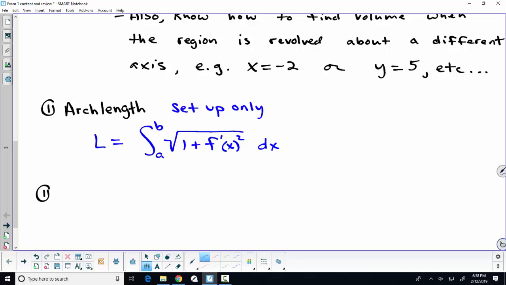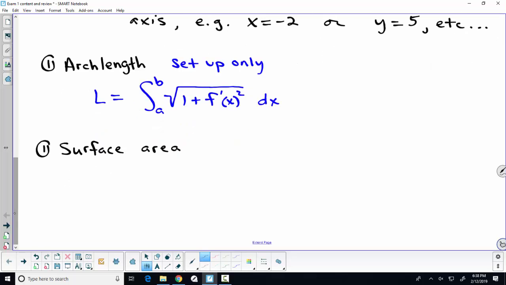Or surface area. This is surface area. What's the surface area formula? S equals the integral from A to B of 2 pi x times the square root of 1 plus f prime of x squared. All right.